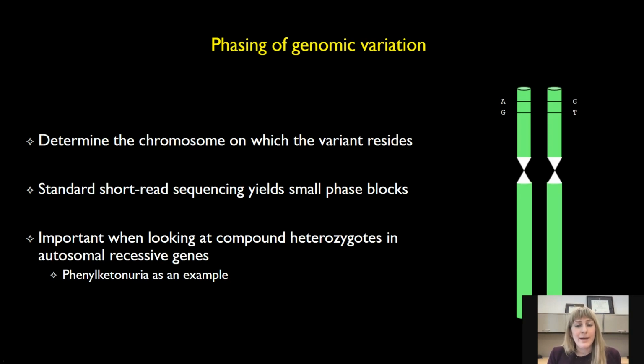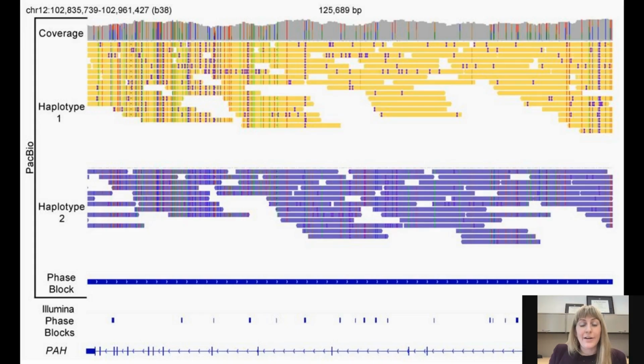The example I'm using is phenylketonuria, and I'm looking at data from one of our patients over the PAH gene. The first thing that I want you to appreciate from this is that the window I'm showing you here is 126 kilobase pairs in size. So this is a very large region. The top row in this diagram is the coverage that we got from PacBio HiFi. So this is about a 20x genome.